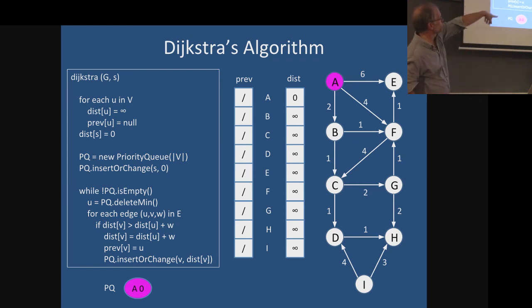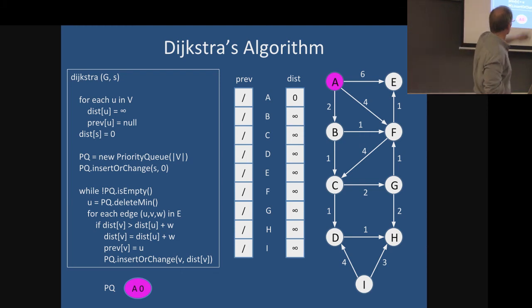So I'm going to color vertices purple when they're on the queue. So we're ready to enter this loop. We've got the queue initialized, and that picture over there is synchronizing with this. So if the queue's not empty, we do this delete min.